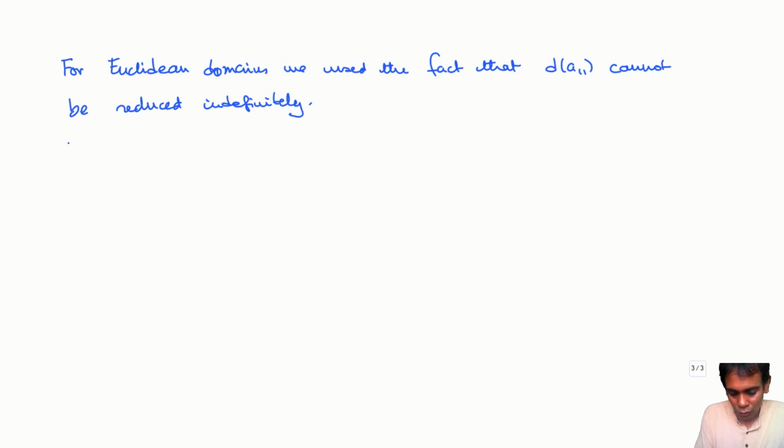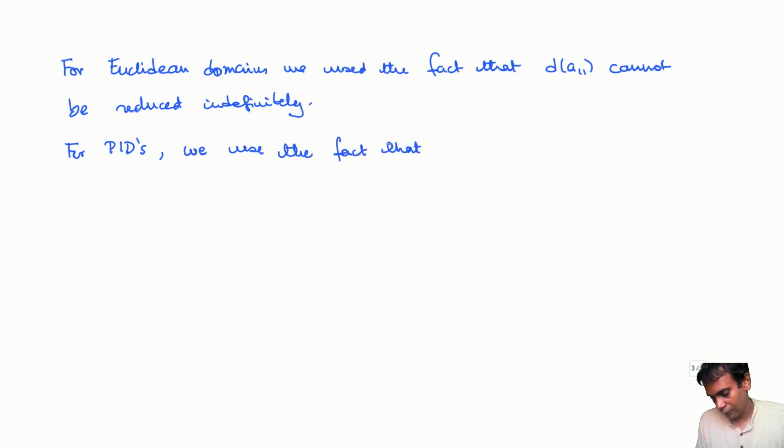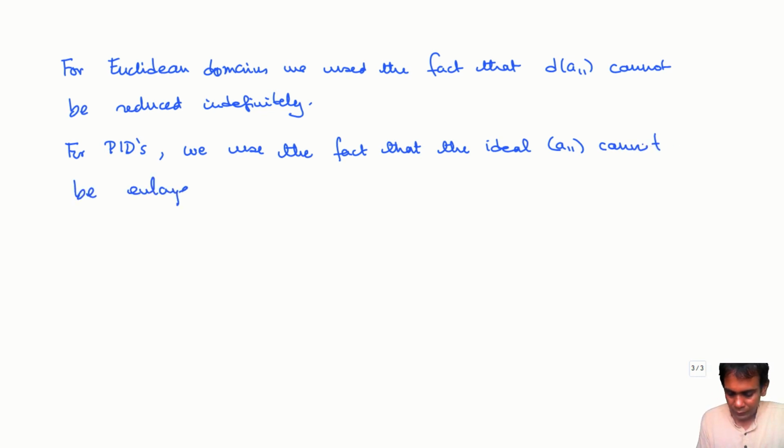So for general PIDs, we will use the fact that a PID is a Noetherian ring. The ideal cannot be enlarged indefinitely, because then you would end up with an increasing chain of ideals that doesn't stabilize. And so the process must stop after finitely many steps.